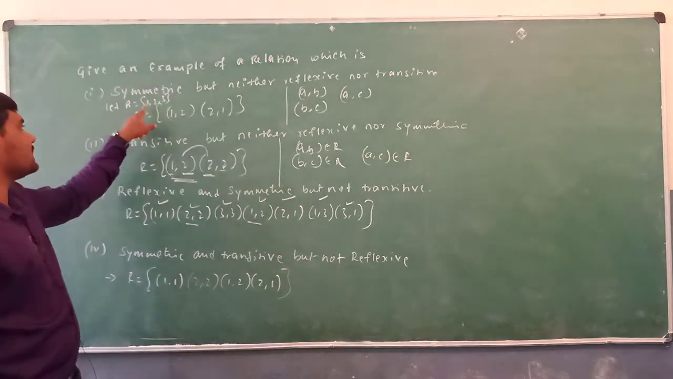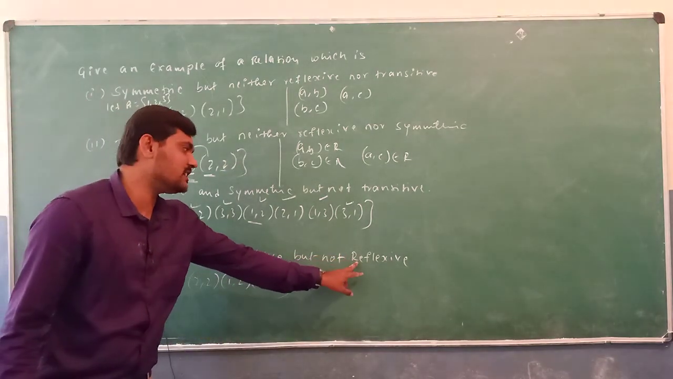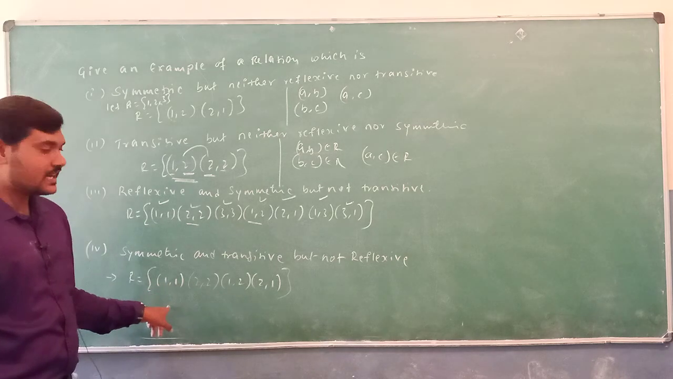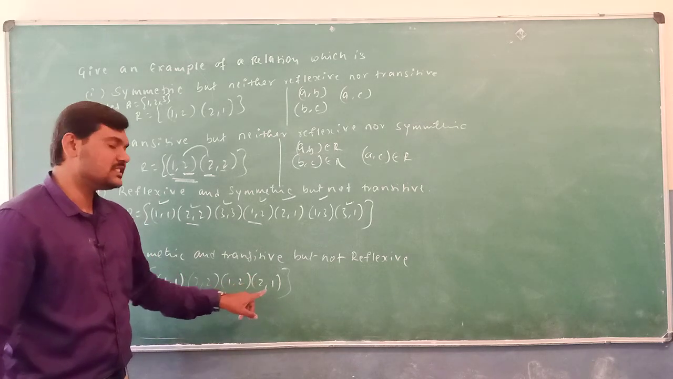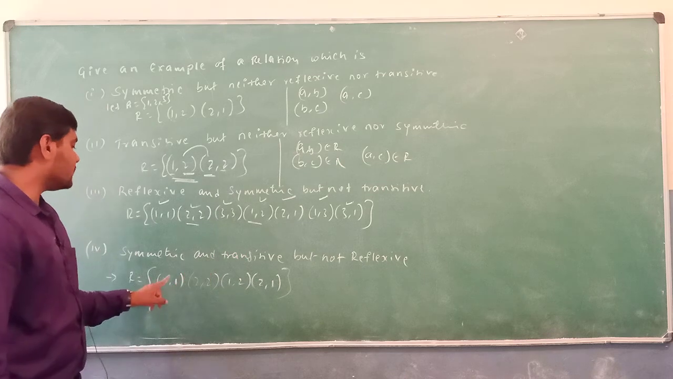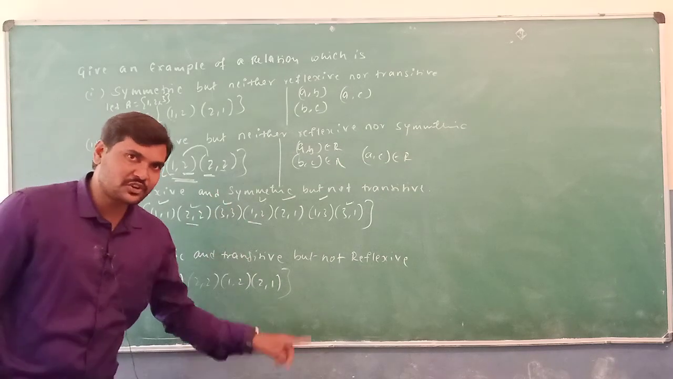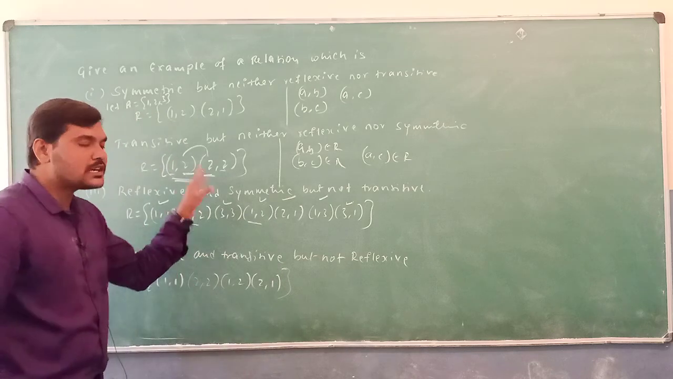Every reflexive is again going to be transitive. So (2,2) is also transitive.